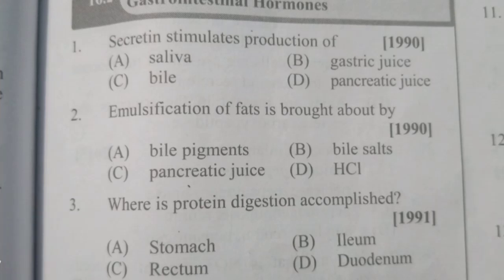Okay, we have three questions on our screen. Secretin stimulates production of, first one, as we know the answer, the correct answer is pancreatic juice. Next question, emulsification of fats is brought about by, pause the video and try to solve it. Our correct answer is bile salts.